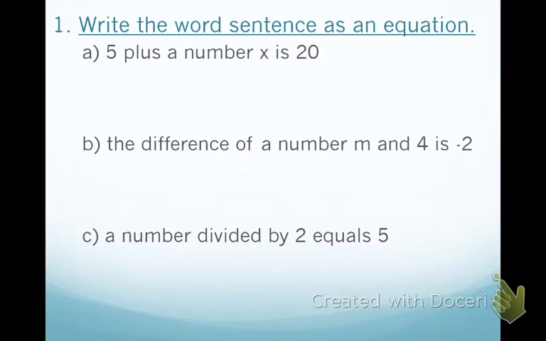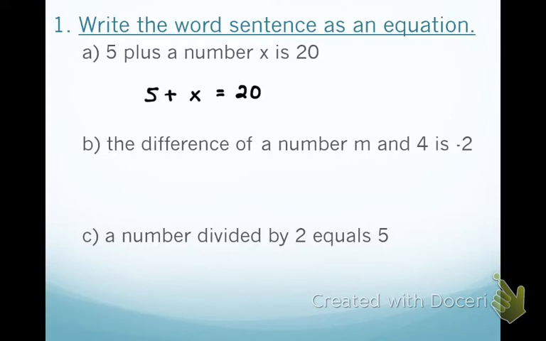Write the word sentence as an equation. This is what A says. 5 plus a number x is 20. Who would like to write that equation for me? Reagan, go ahead. 5 plus x equals 20. Good job. 5 plus x equals 20.